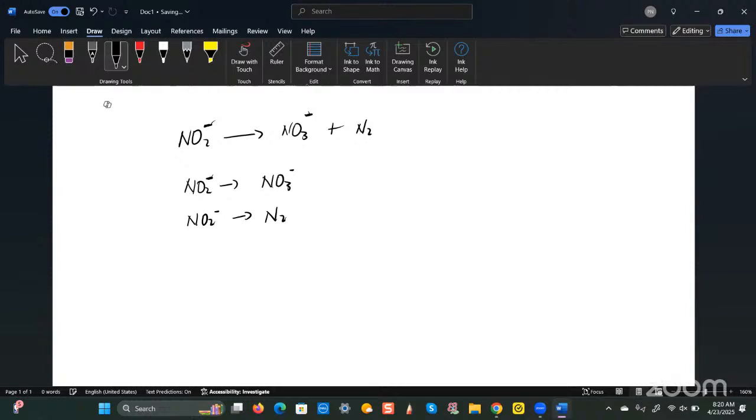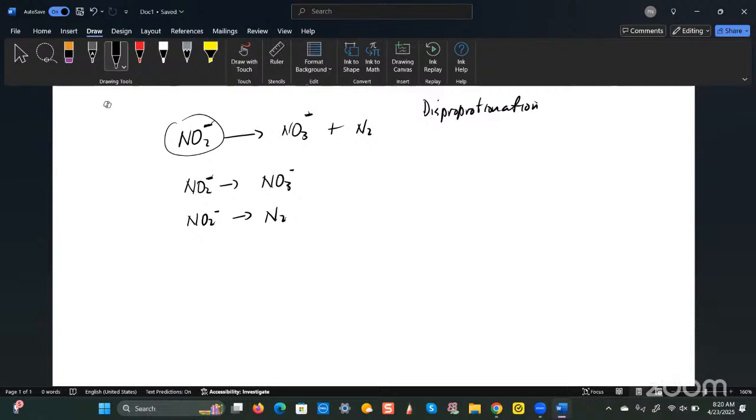This kind of reaction, I don't know if I introduced this term to you guys, is called disproportionation. Basically, what's happening in disproportionation is that you start off with one reactant, some of which will undergo oxidation and the rest will undergo reduction.